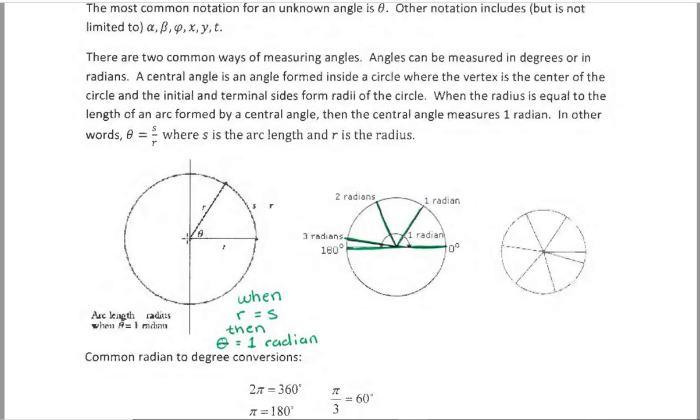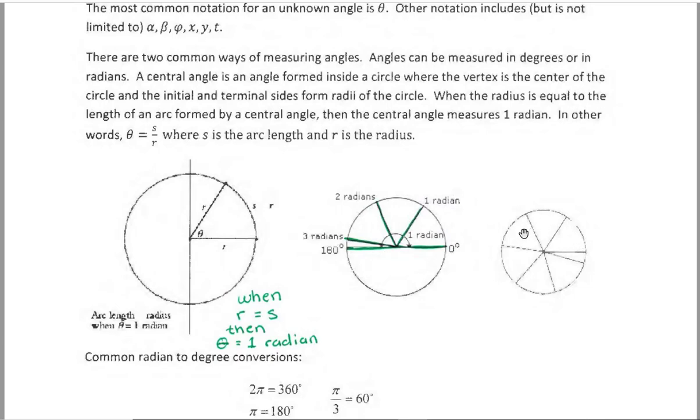When the radius is equal to the length of an arc that's formed by a central angle, then that central angle measures 1 radian. In other words, when this distance right here, this radius, is exactly equal to this arc s right here, this angle theta measures 1 radian. If we were to go halfway around a circle, we would have 1 radian, 2 radians, 3 radians, plus a little bit more. And that little bit more is about .14159. So we have 3.14159, which is pi. So halfway around a circle is pi radians.